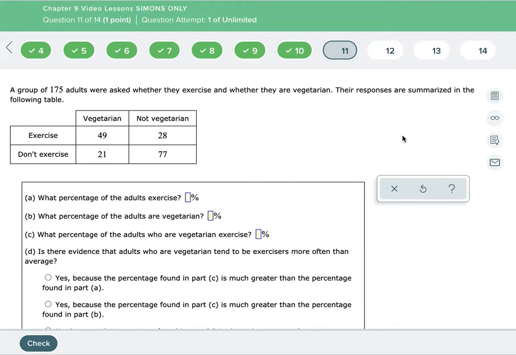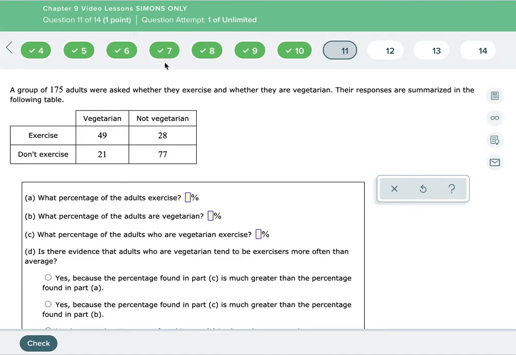Okay, more two-way table fun. All right, so what we're going to do here is look at the topic of making an inference using a two-way frequency table. All right, so the tricky part of these is how you read them.